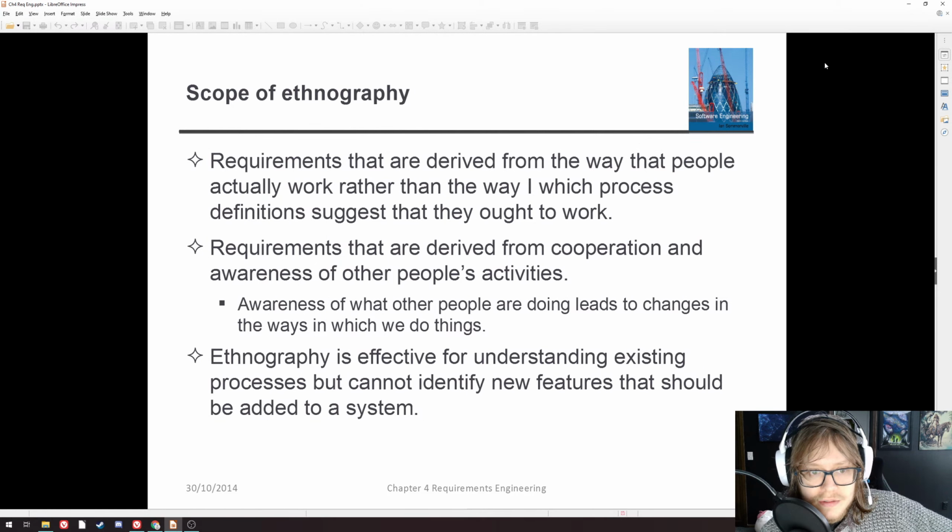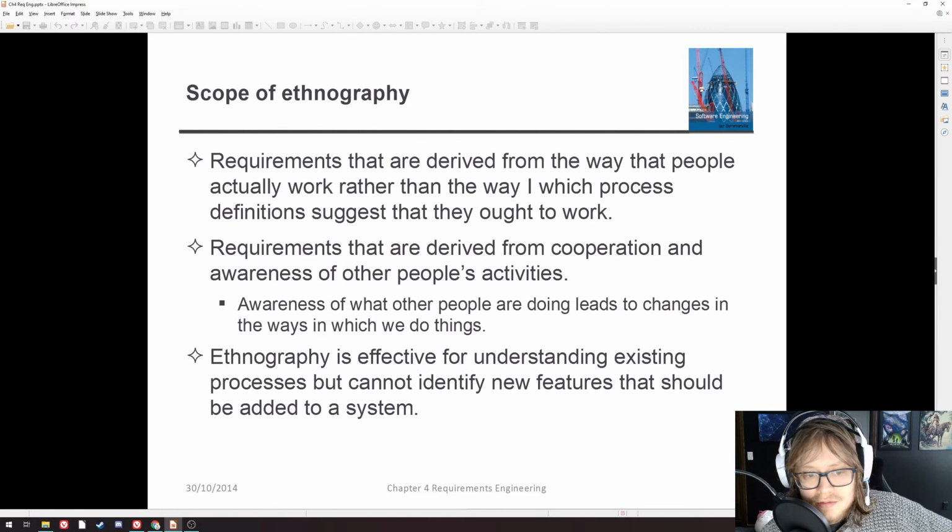Requirements that are derived from the way people actually work rather than the way process... That is such a typo. Come on, Somerville. Suggest that they ought to work. Requirements that are derived from cooperation, awareness of other people's activities. So be aware of what other people are doing. Gives you some empathy. It shows you how they're living their life and how you can make it better.